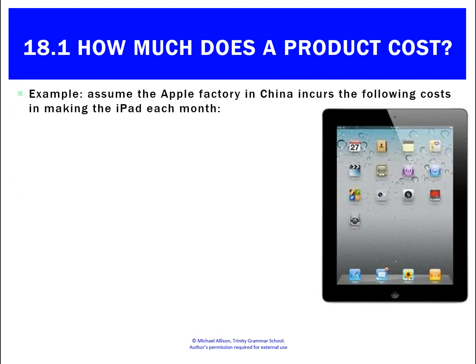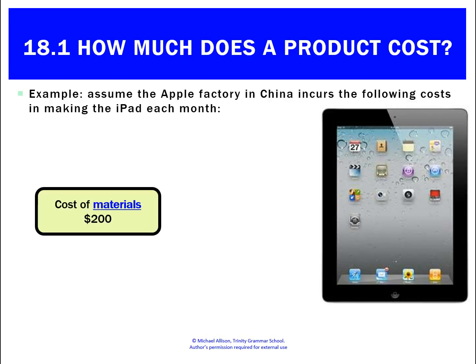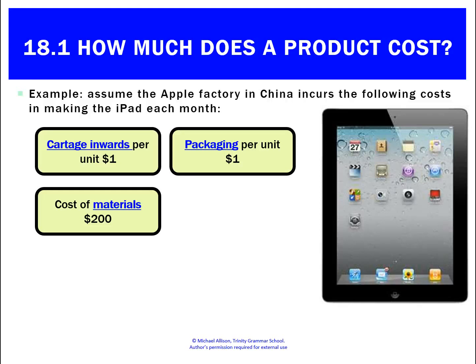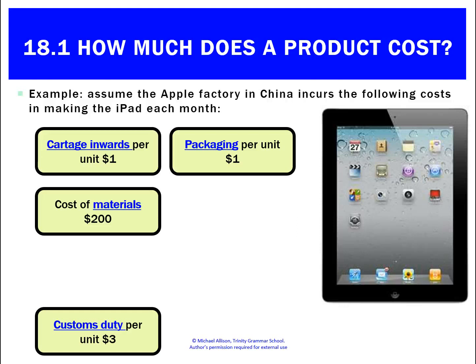So, for example, let's say in an iPad, we make them in a factory in China and we have the following cost every month for each iPad. Cost of materials for each iPad is $200, so that covers your plastic, your screen, your silicone chips and such. You've got your packaging, $1 per unit. You've got your cartage inwards, so to get all the parts delivered to us. You've got customs duty to import them, $3 per unit.